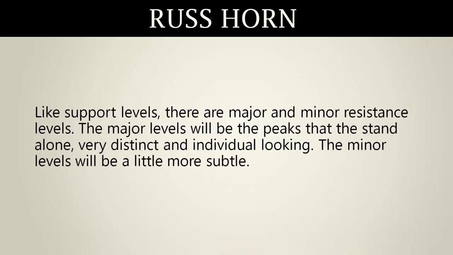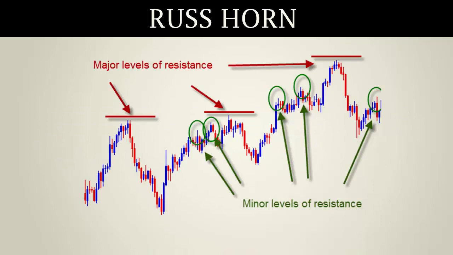Like support levels, there are major and minor resistance levels. The major levels will be the peaks that stand alone, very distinct and individual looking. The minor levels will be a little more subtle. The red lines are the major levels of resistance, and the green circles are the minor levels of resistance. Again, they're a little more subtle, but they are definitely there.